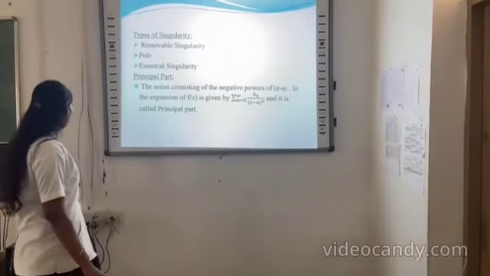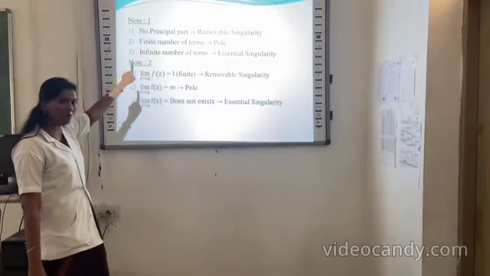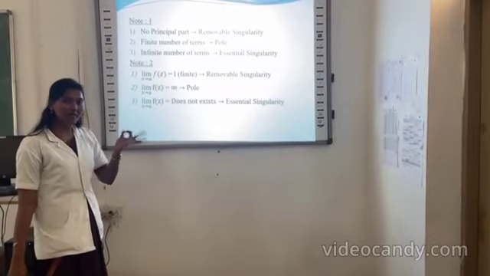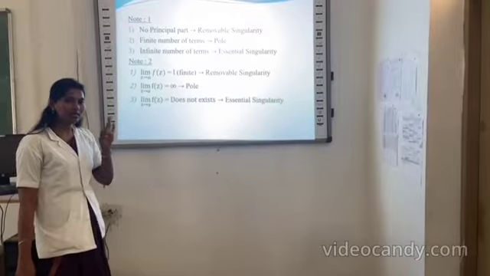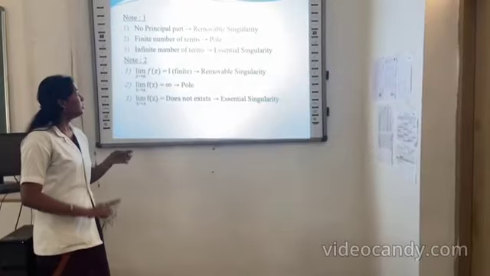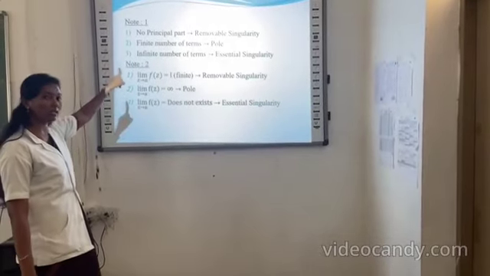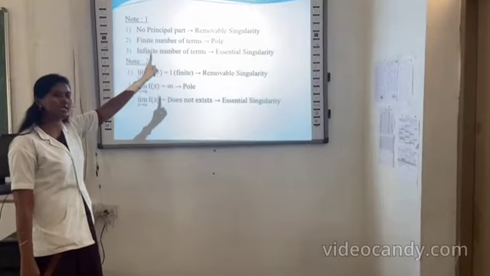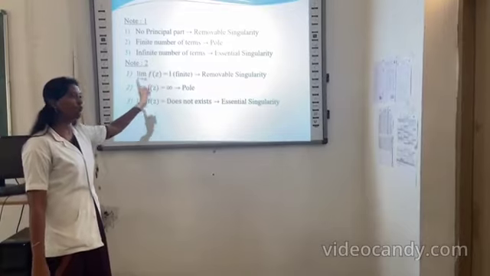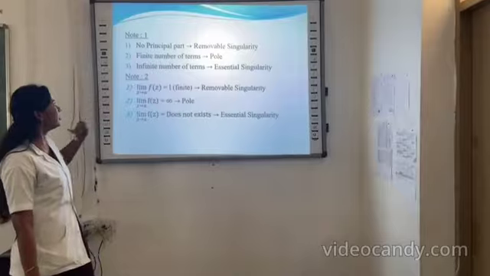Next is note number 1 and note number 2. These are method number 1 and method number 2 for finding the type of singularity. We already learned there are three types of singularity: removable, pole, and essential. Method number 1 is using the principal part to find the type of singularity. Method number 2 is using the limit point to find the type of singularity.